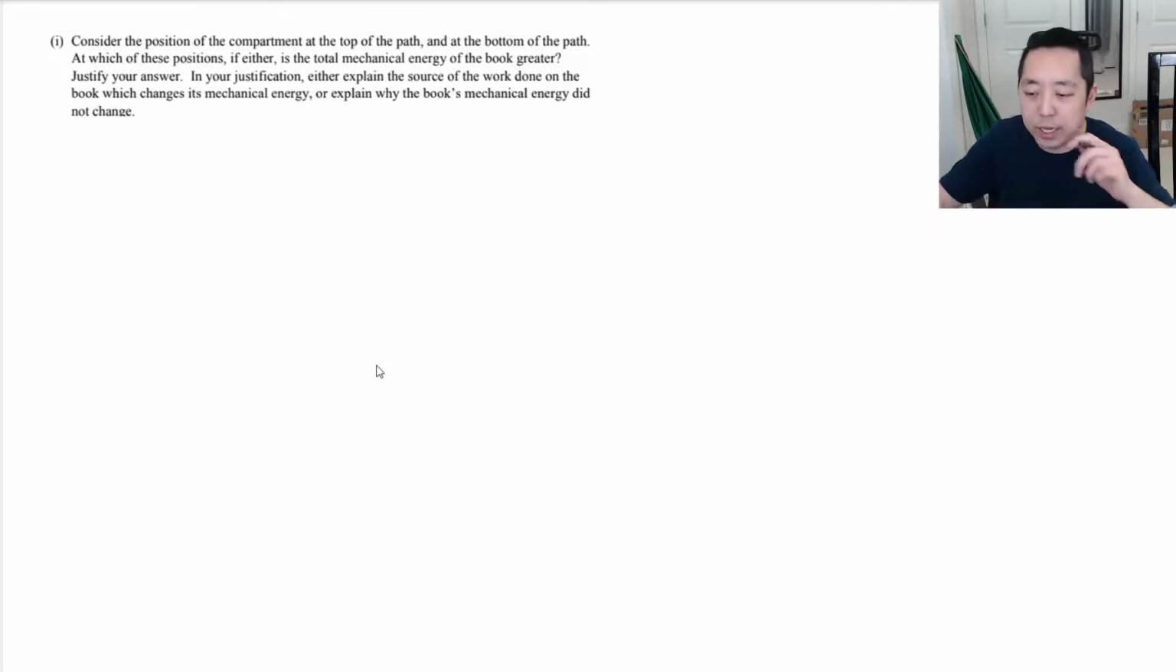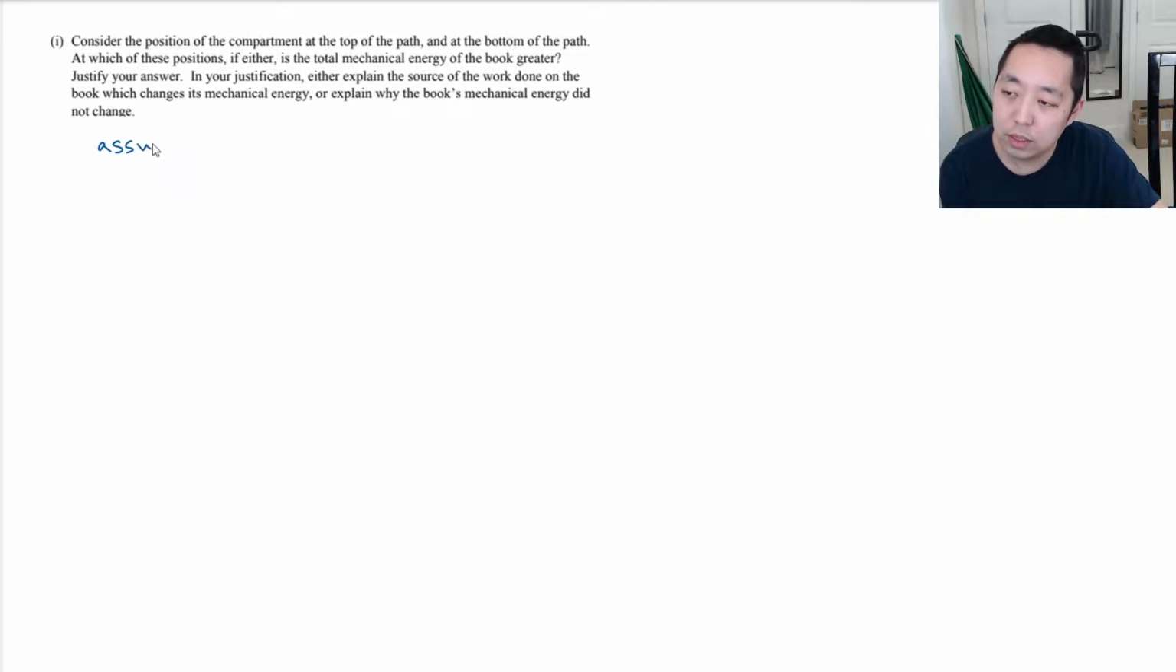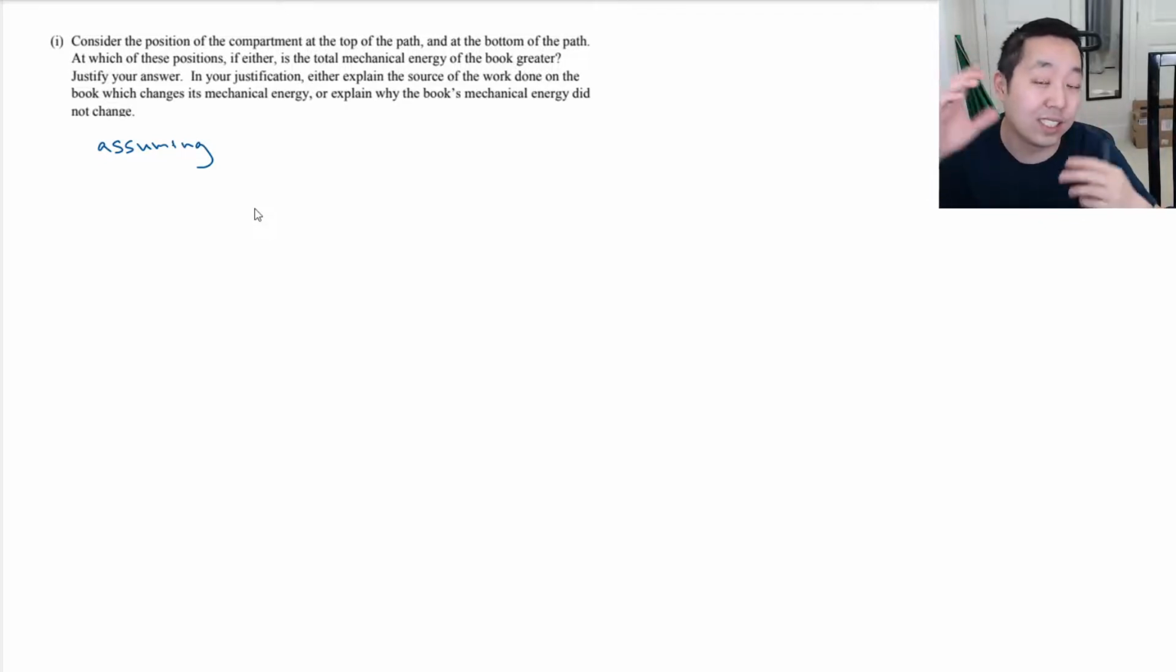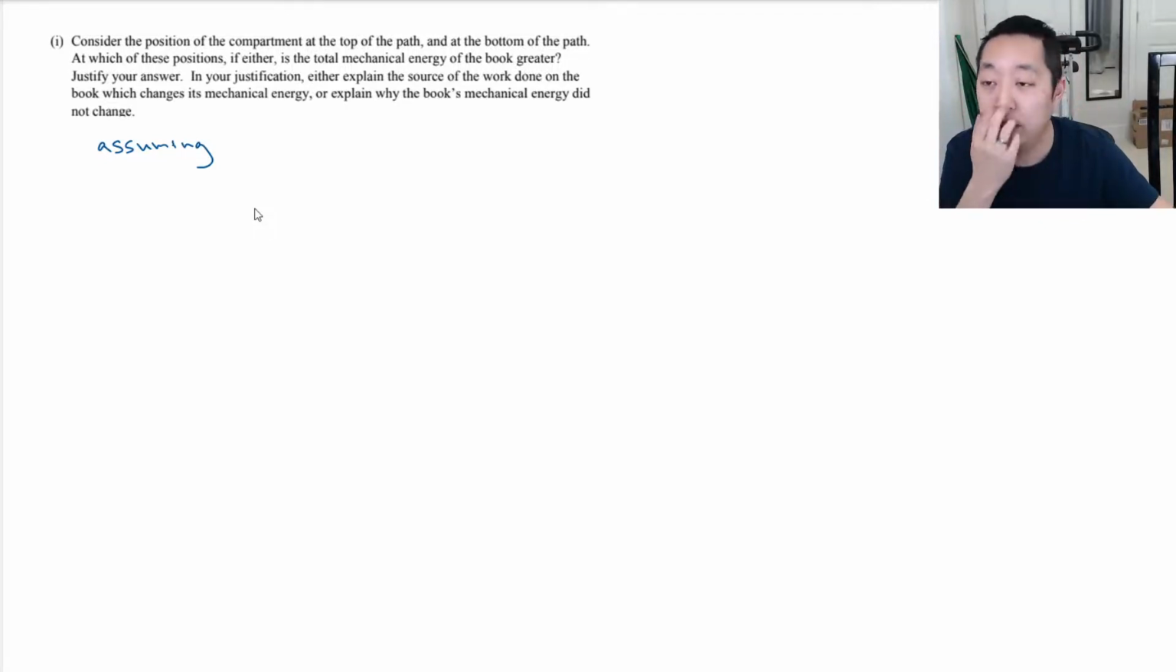When you say total mechanical energy, I always forget about this. But assuming we mean the gravitational potential energy and the book-Earth system, and not just the book by itself. The book by itself only has kinetic energy, but the book-Earth system would have kinetic and gravitational potential energy. Because he's saying the total mechanical energy of the book, should I assume he means gravitational potential energy is included or not? Because he didn't say the book-Earth system, he just said the book.